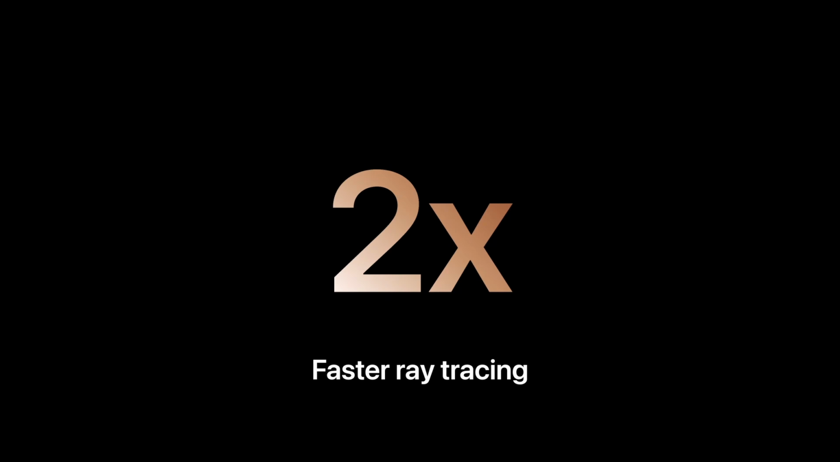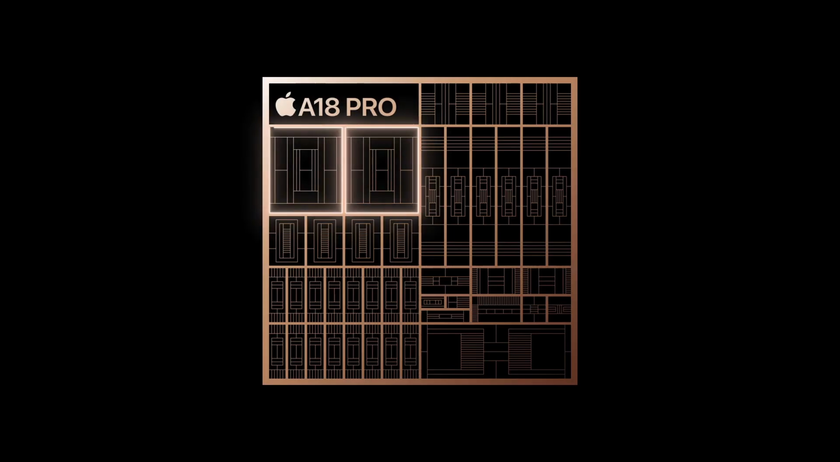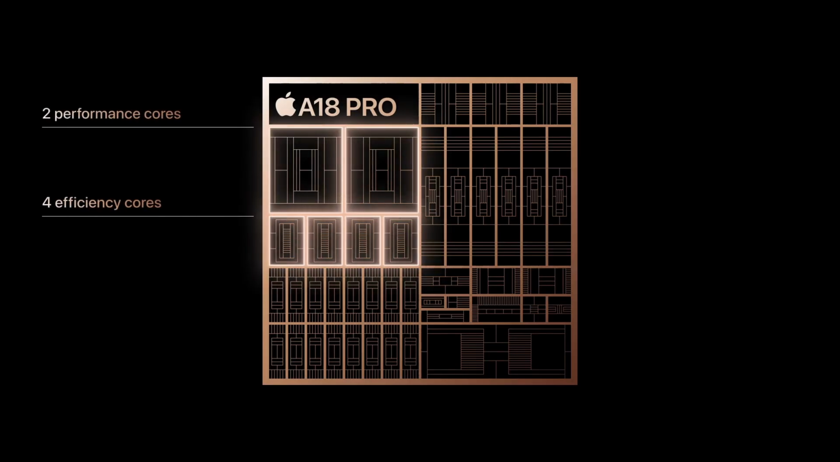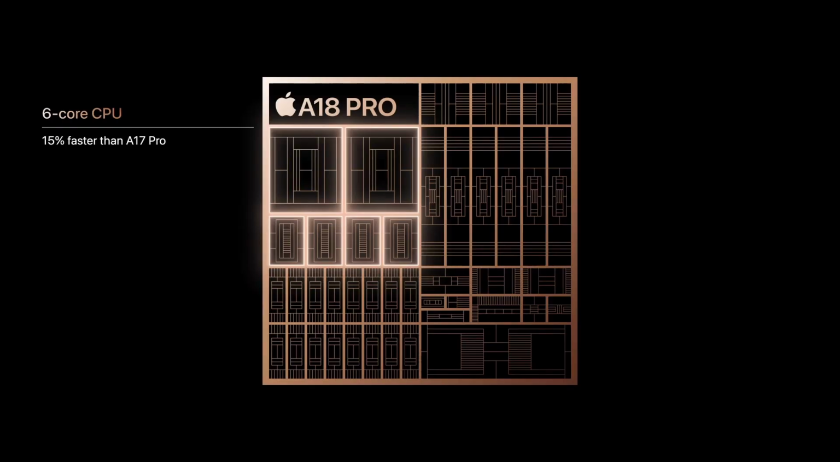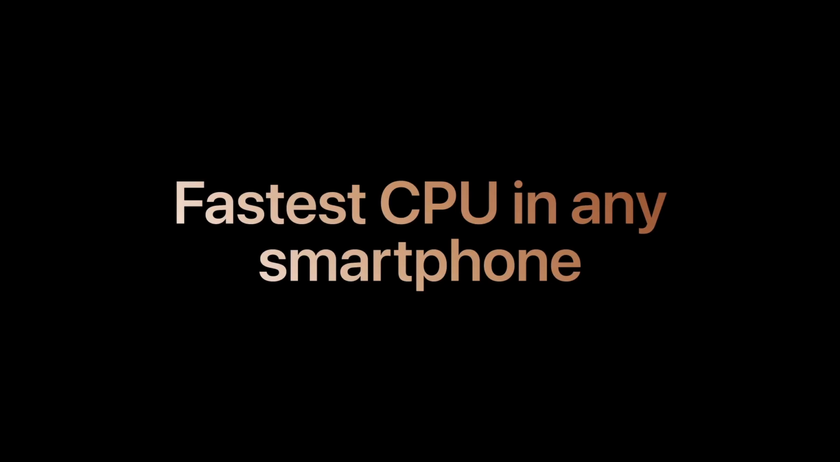A18 Pro has the highest performance implementation of our latest 6-core CPU, with 2 performance cores and 4 efficiency cores. The new CPU is up to 15% faster than A17 Pro, and is capable of delivering the same performance using 20% less power compared to A17 Pro. Compared to A18, it's backed by larger caches for better performance in the most demanding apps and games. This is the fastest CPU in any smartphone.